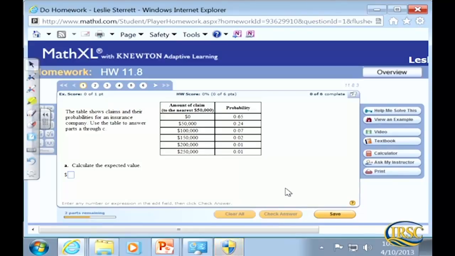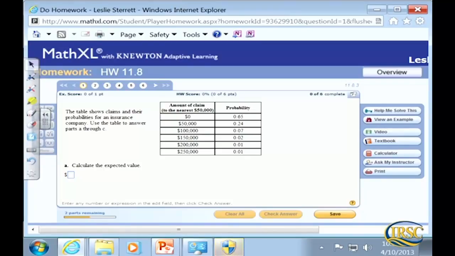Notice that at the top it says it's rounded to the nearest 50,000. So this could be anywhere from less than 25,000 down to 0. But the probability that you have a small claim is 0.65. So it's actually a high probability that you will only have a small claim. The probability that you have a claim close to 50,000 is 0.24. The probability of a claim of 100,000 is 0.07. A claim of 150,000 is 0.02.